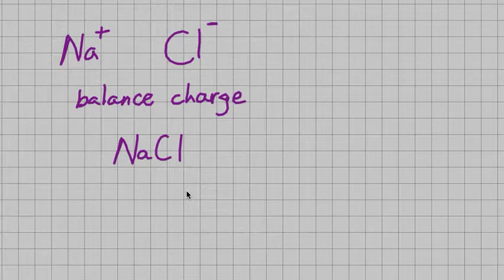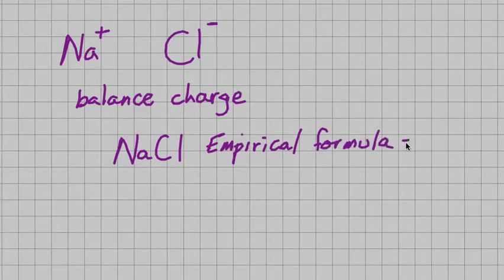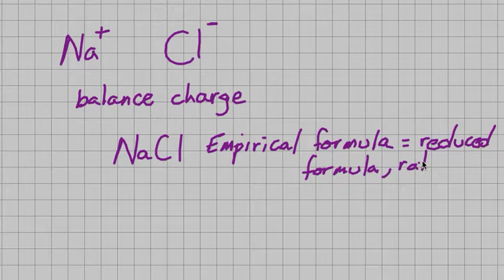1 and 1. Now this is called an empirical formula because it is reduced. It equals a reduced formula. The simplest, lowest formula there is. It's like a least common denominator. Okay, we've reduced it down to the basic ratio of the ions.